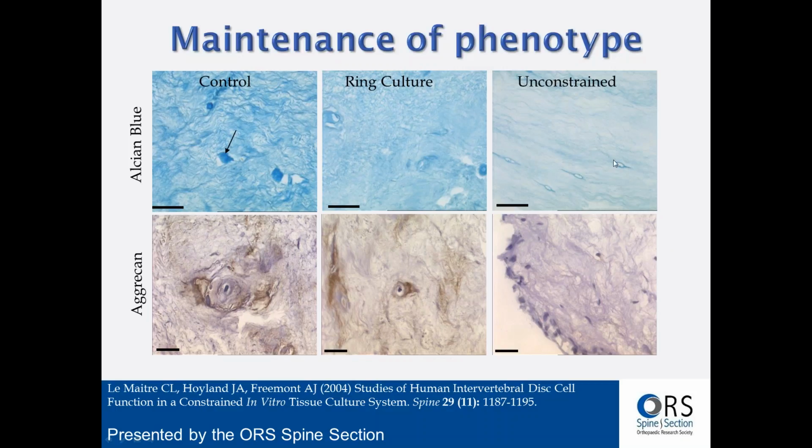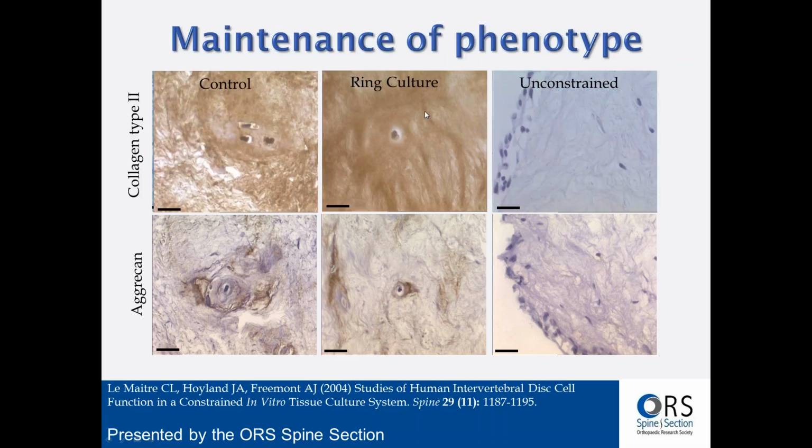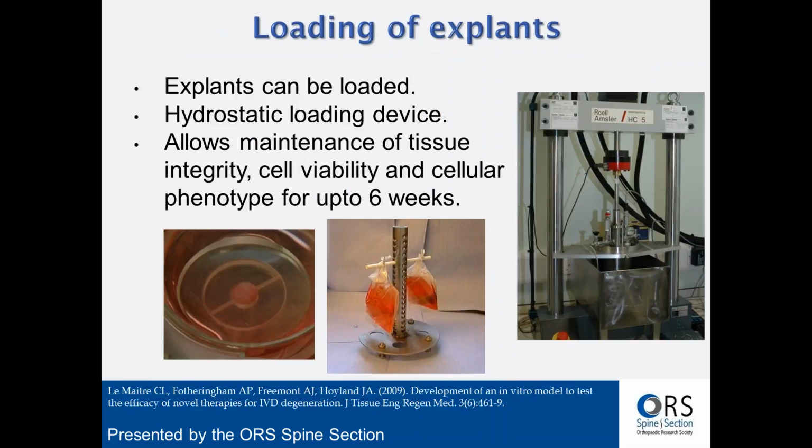So in unconstrained tissue, as we look over here, you get a decrease in alcian blue, which is the proteoglycan staining, as compared to our directly extracted tissue, and also a decrease in aggrecan, which of course is a proteoglycan. Whereas in the ring culture system, even up to 6 weeks, the paper's on 3 weeks, but even up to 6 weeks, we maintain alcian blue staining and aggrecan staining. And also importantly, we maintain collagen type 2, which is the other key matrix component of the intervertebral disc. Whereas in the unconstrained tissue, you can see very clearly the collagen type 2 disappears, and in fact you get collagen type 1 produced instead. The advantage of these types of systems is also that you can incorporate loading.